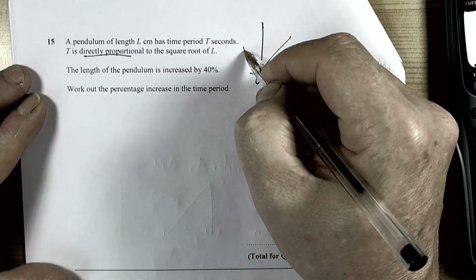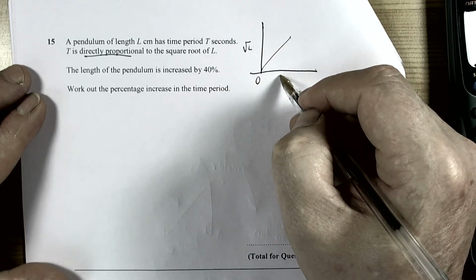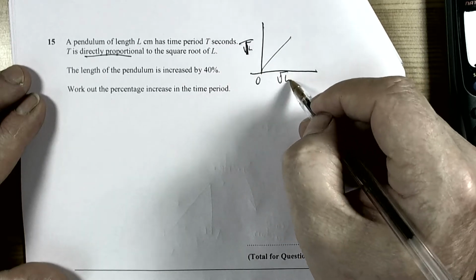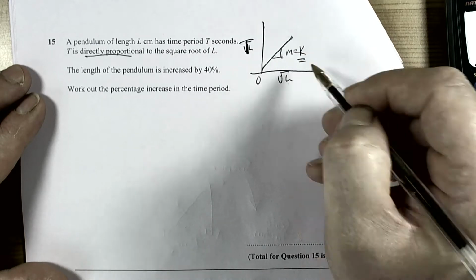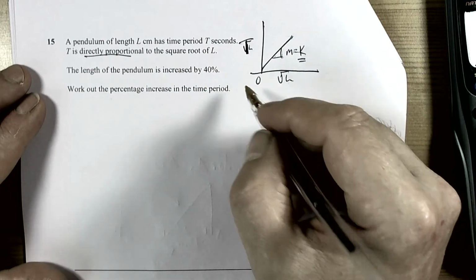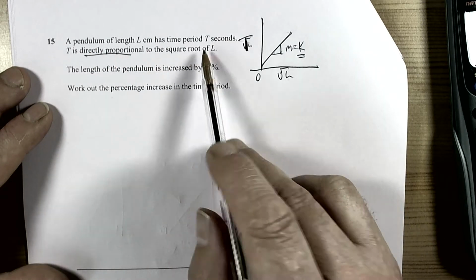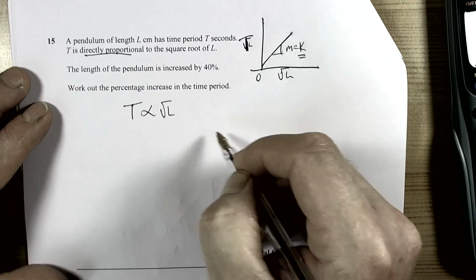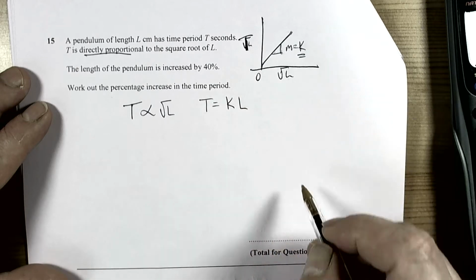So if we were to plot the square root of L against t, no, it would be t against the square root of L, then we'd end up with a straight line where the gradient would equal k, the proportionality constant, and that's what direct proportion is about. So basically, because we're asked to work with this relationship, we know that t is proportional to the square root of L, so t would equal the proportionality constant times L.